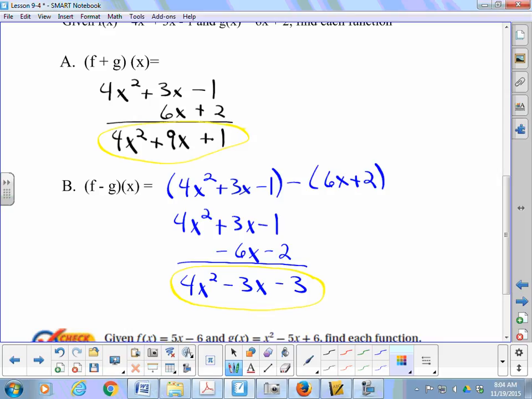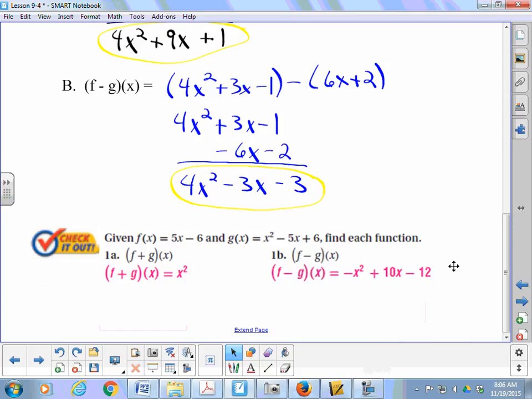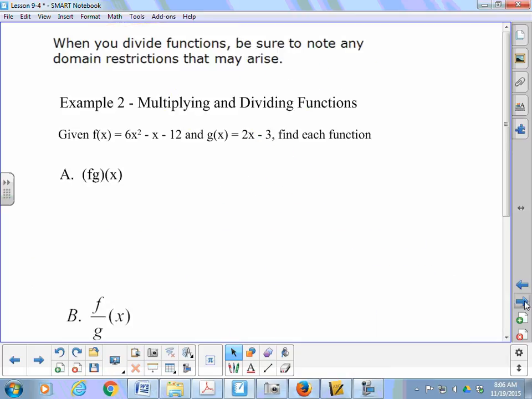So just some work with polynomials similar to what we've done before. Adding and subtracting them to start with. And the same thing when we are multiplying and dividing, it's similar to when we've multiplied and divided polynomials before. So I'm going to do f times g.